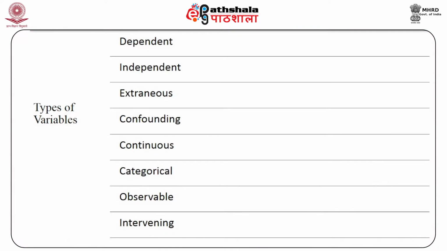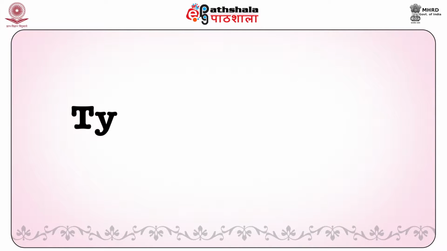The different types of variables are diagrammatically shown. We can find the various types mentioned here: dependent, independent, extraneous, confounding, continuous, categorical, observable, intervening, and in the succeeding sections we are going to discuss them in detail.